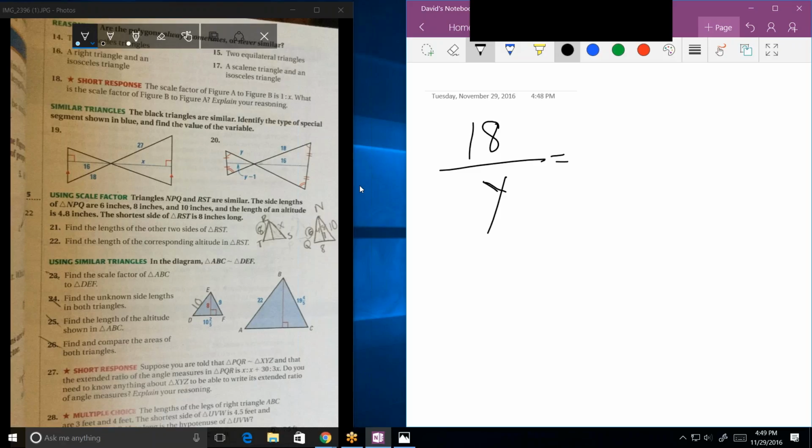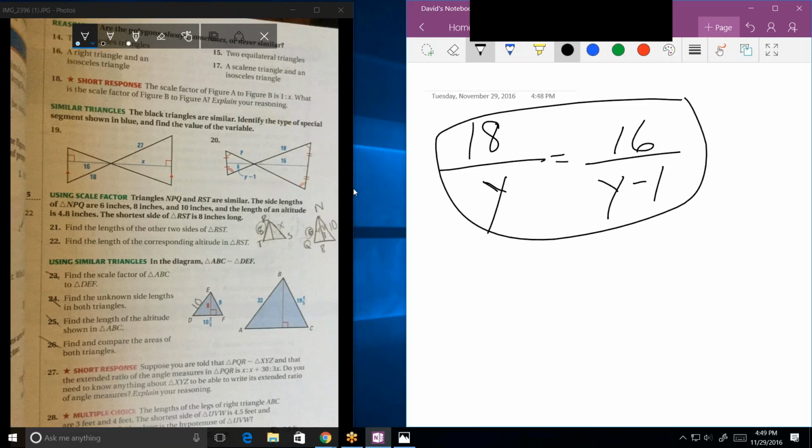I don't know, 16 is to y minus 1? Uh-huh. In other words, that 16 is corresponding to that median. This median is corresponding to that median. And now we have something that we can put in an equation and solve for y. So help me solve it.